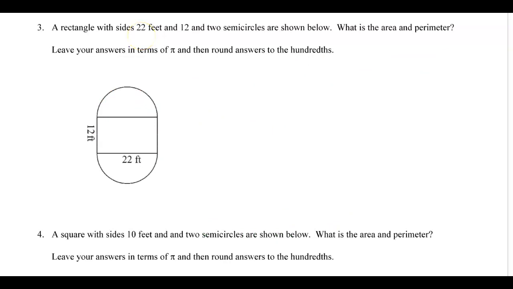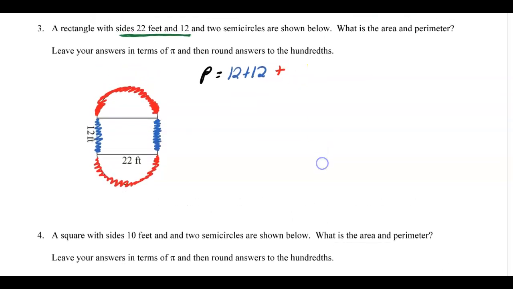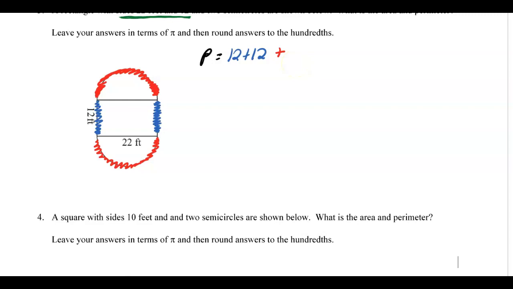Sort of looks like a capsule. So we have a rectangle with sides 22 and 12 feet as shown below, and 2 semicircles. So if I want the perimeter, it is going to be these 2 blue pieces, and then the 2 red pieces. So the perimeter is going to be 12 plus 12 plus, if you put the 2 red pieces, you get a circle, so it's going to be plus the circumference of the circle.